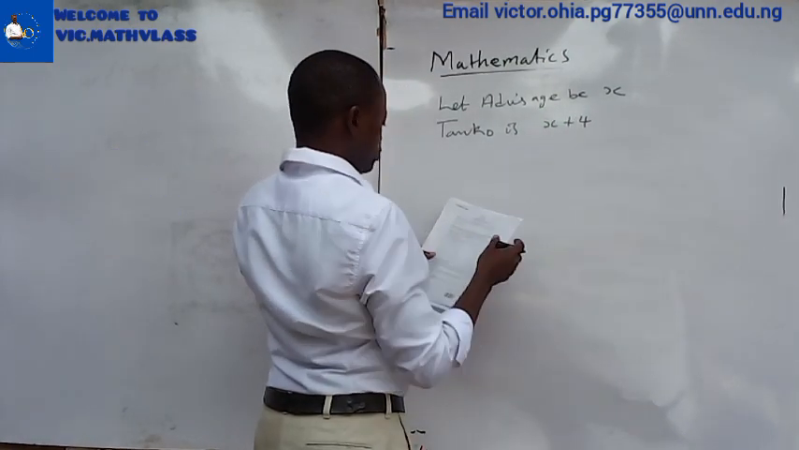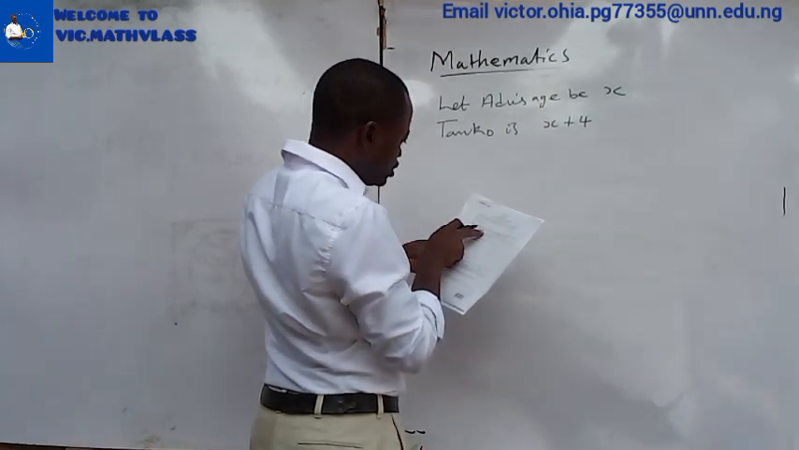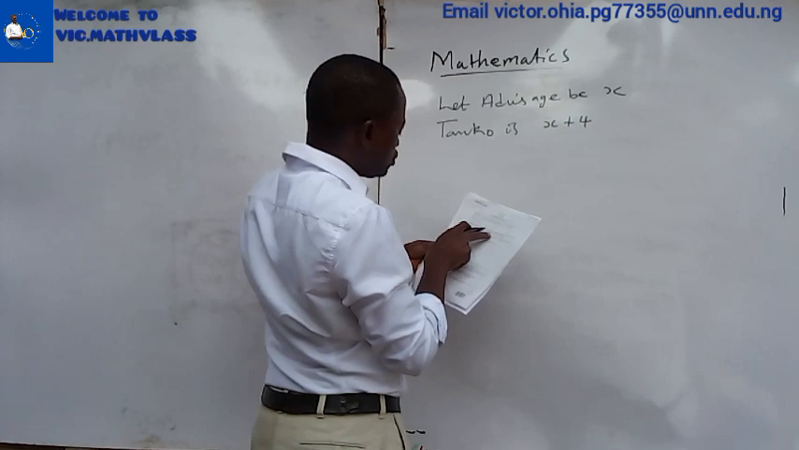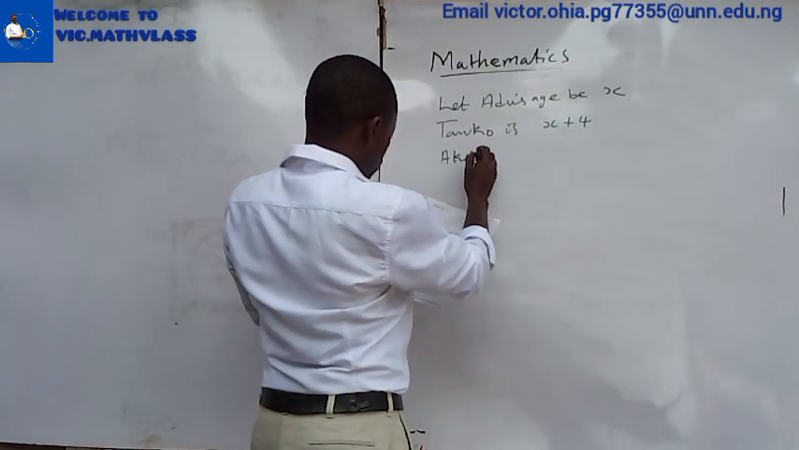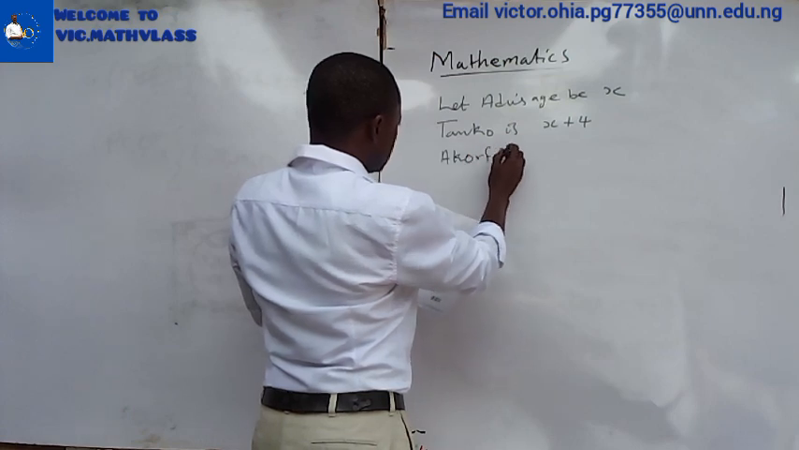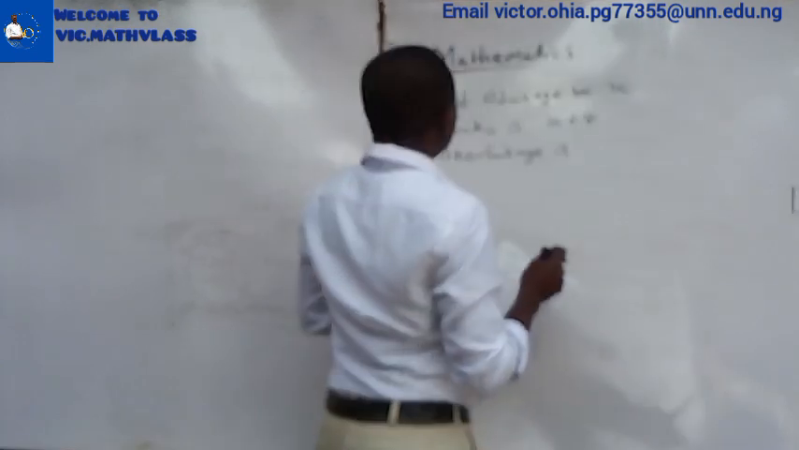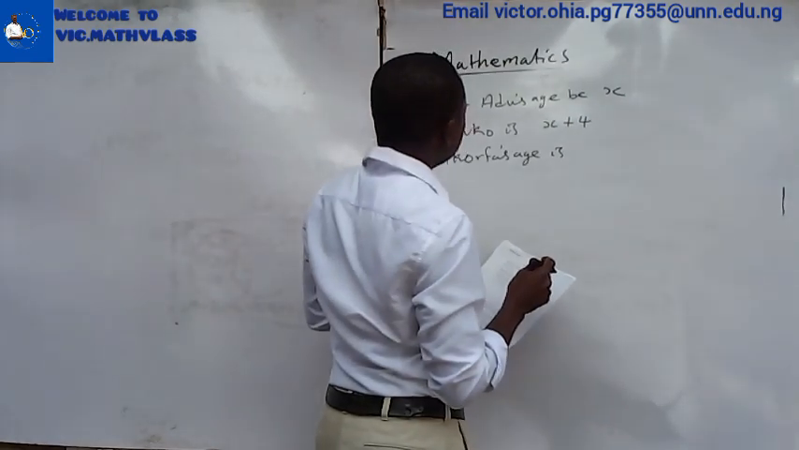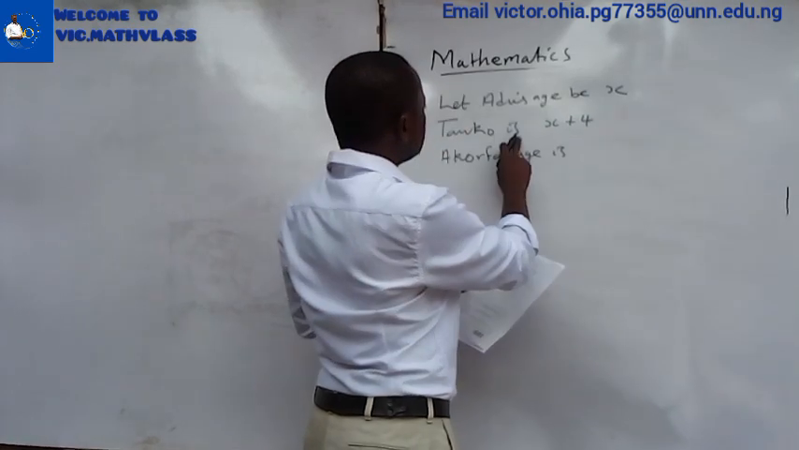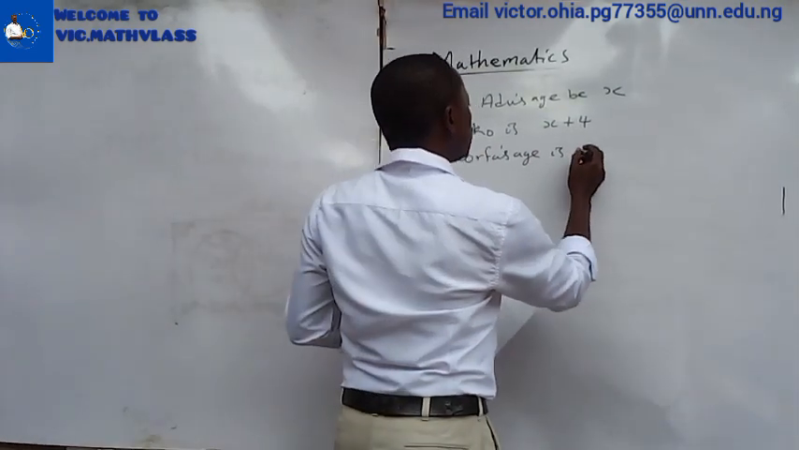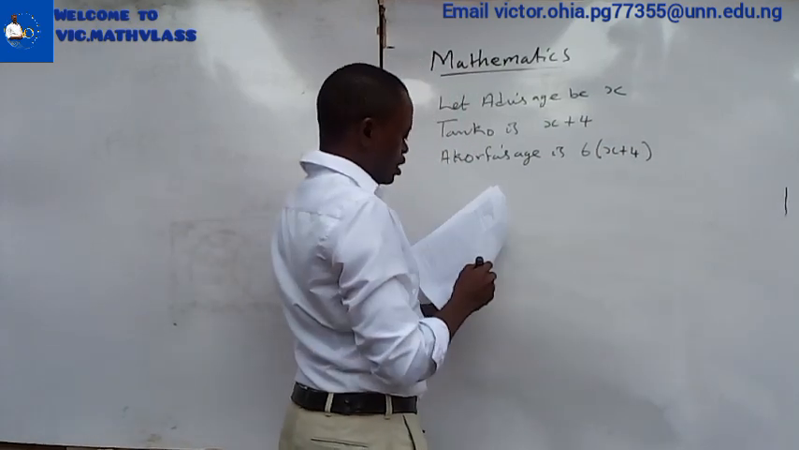We are making a step forward. Then we now say Akofa's age is 6 times Tanko's age. So I will come down again and say Akofa's age is 6 times Tanko's age. Whatever Tanko's age is, I will multiply it by 6. So that will be 6 bracket X plus 4. Did you see my way of heading into this?